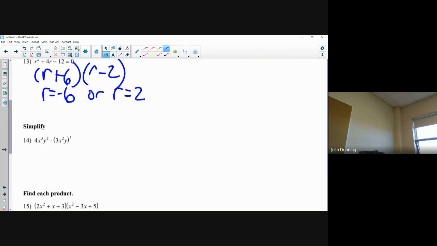Number 14, power to a power first. Just don't forget that 3 has a 1, so it's 3 cubed. Power to a power, we multiply. 2 times 3 is 6. Now y also has a 1, so that's 1 times 3 is 3. 3 cubed, you can just type into your calculator. 3 times 3 is 9, times another 3 is 27. Bring down the rest of it.